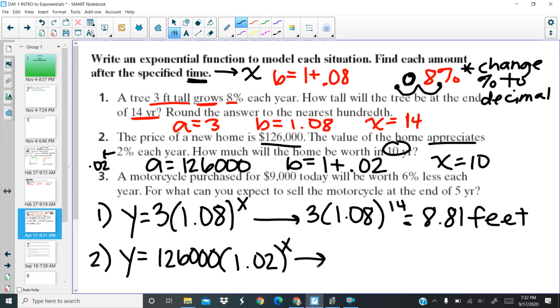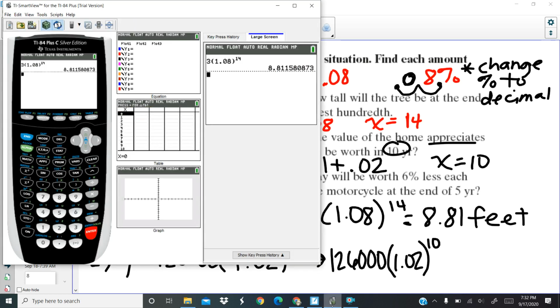So then if I actually plug in my x, which is 10 years, then I would have 126,000 times 1.02 raised to the 10th power. And then that's what I would type into my calculator. So I would have 126,000 times 1.02 and then raised to the 10th power.